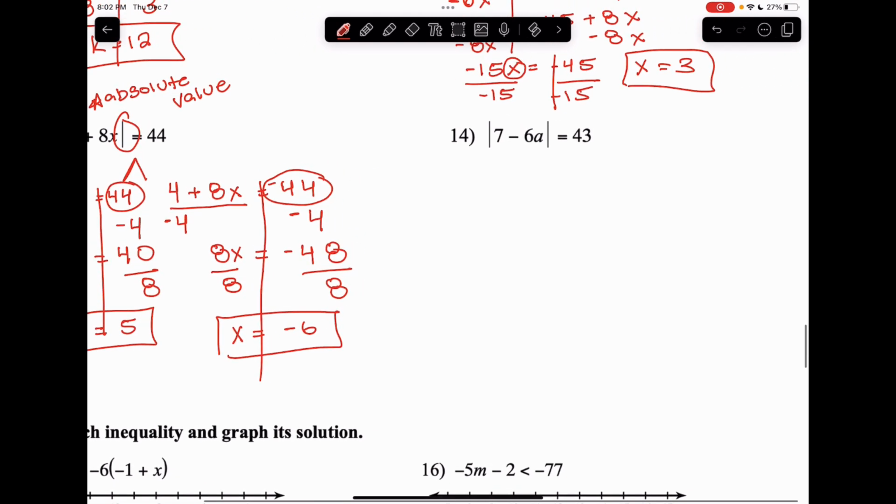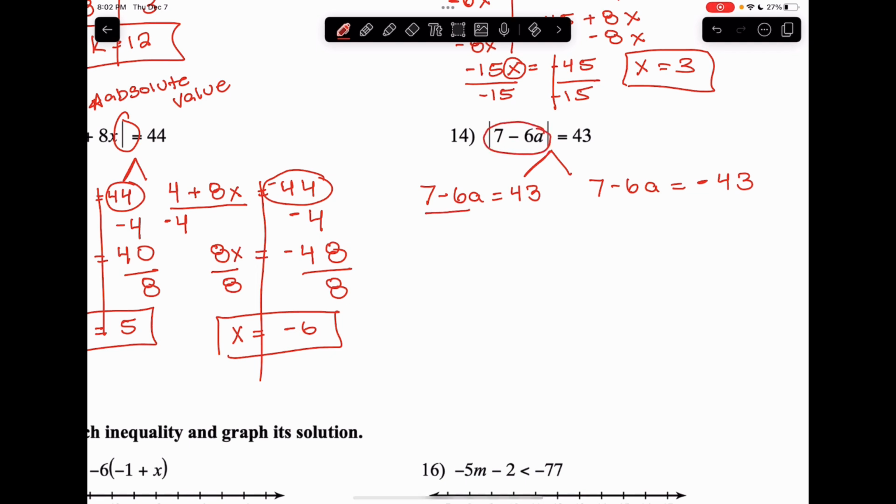Let's try this again with number 14. I'm going to split this into two problems. 7 minus 6a equals positive 43, and 7 minus 6a equals negative 43. Notice how the 7 minus 6a stays the same, and it's the 43 that is changing. Since this is a positive 7, I need to subtract it from both sides, and I will be left with negative 6a equals 36.